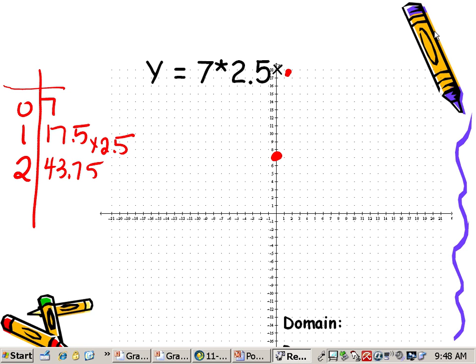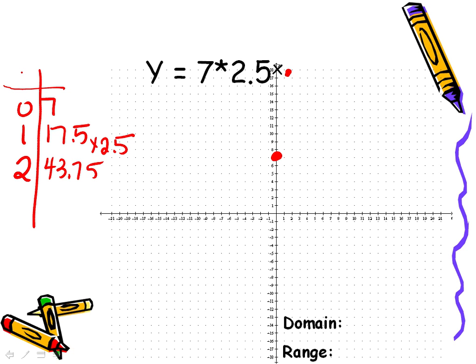If I wanted to, I could go backwards in my table and go -1. So I would take 7 and do what with 2.5? If I go down, I'm multiplying by 2.5. But if I'm going backwards, I'm dividing by 2.5. So what is 7 divided by 2.5? 2.8? Okay, so let's graph. I could go back again, but I think I have an idea of what's going to happen. So -1 gives me 2.8. And I can see what's going to happen right now.